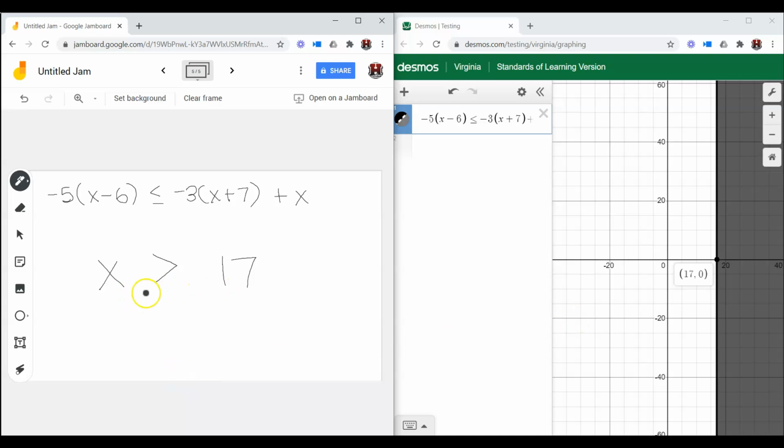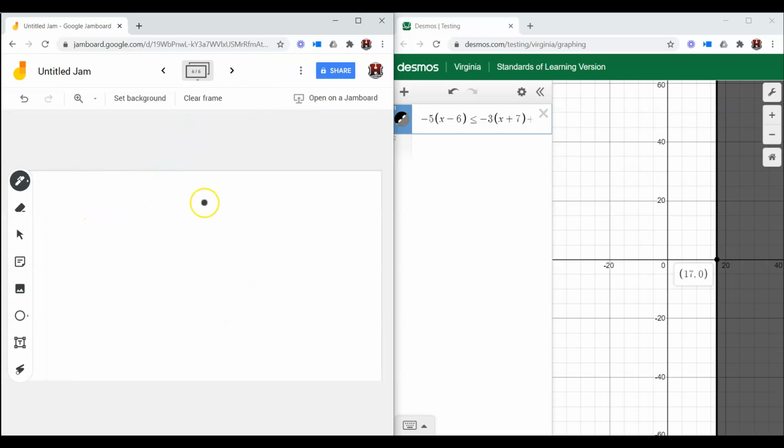Now, do I need to underline that greater than symbol? When I look at my line over here, I can see that it is solid. It is not a dotted line. So because it is solid, I do need to underline. So x is greater than or equal to 17.